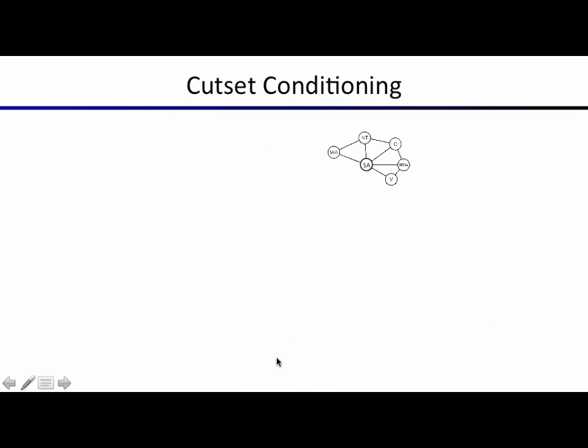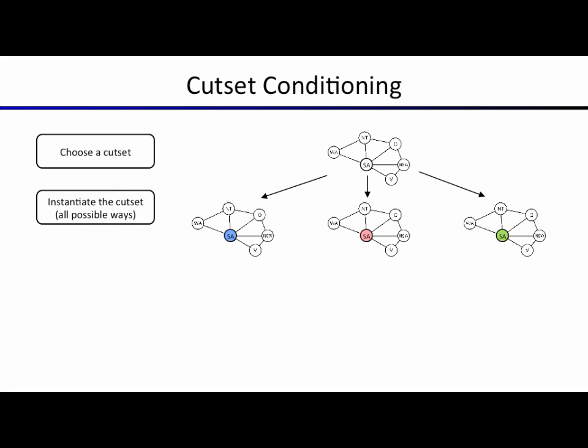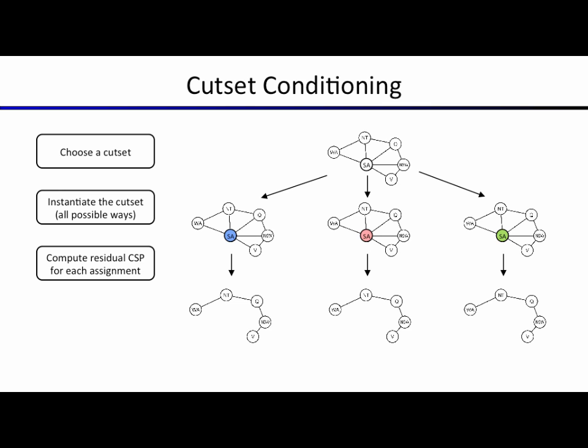So the algorithm is really simple. You start off with your full graph, and you choose a cut set. Now, how do you do that? That's a little bit hard. But you choose a cut set, you instantiate the cut set with all possible assignments. In this case, if you have one variable, SA, you instantiate with blue, red, or green. If you have two variables, you would do all combinations and so on. And then for each of these instantiations, you compute the residual CSP, that's a tree, meaning you take that node out and you restrict the domains of the other variables such that they're consistent with this cut set assignment, and then you solve your residual tree CSP for each of these.